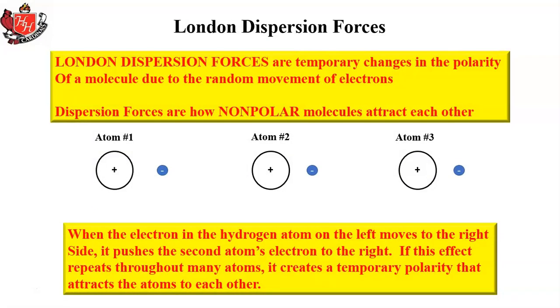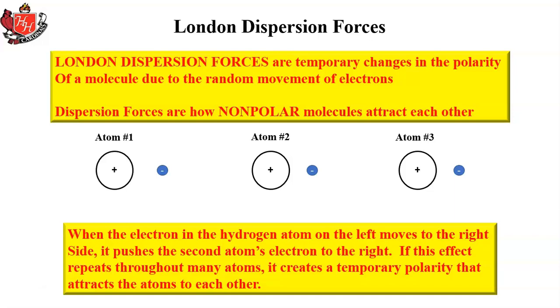London dispersion forces are temporary changes in polarity of a molecule due to the random movement of electrons. In other words, if the electron in atom 1 is over on the right-hand side of atom number 1, then it will push the electron in atom number 2 also over to the right. Why? Because they repel each other. So the electron in atom number 1 will push the electron in atom number 2 to the right.